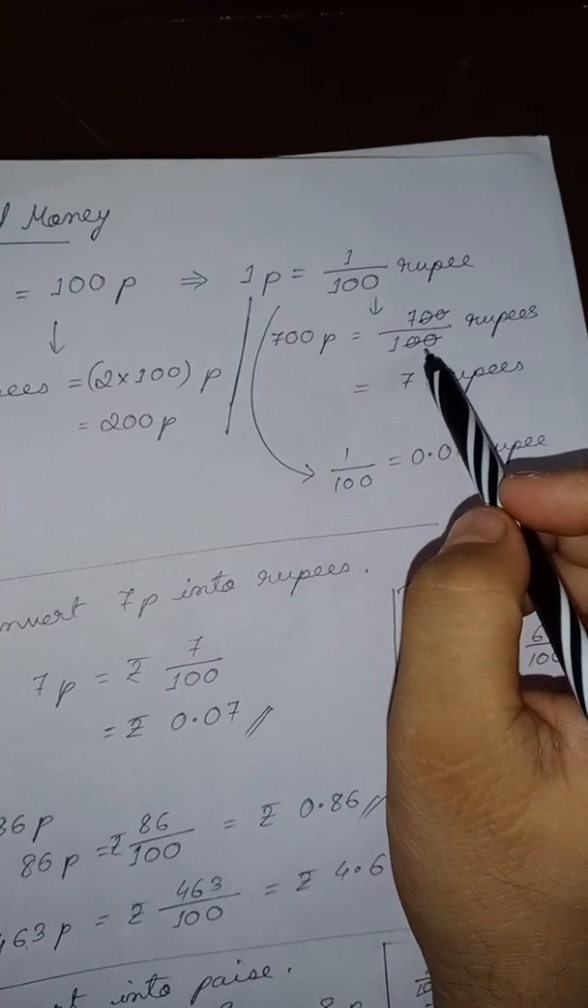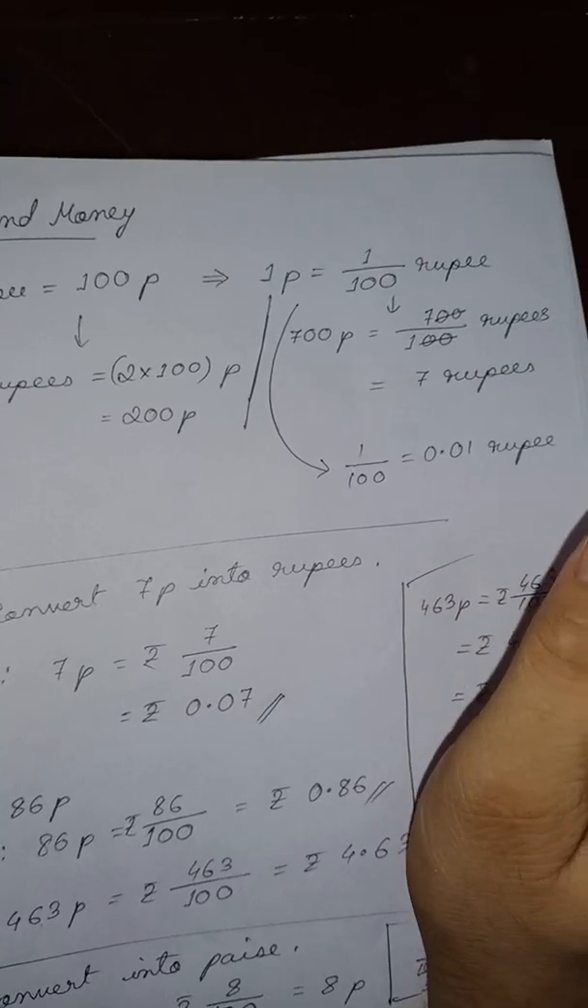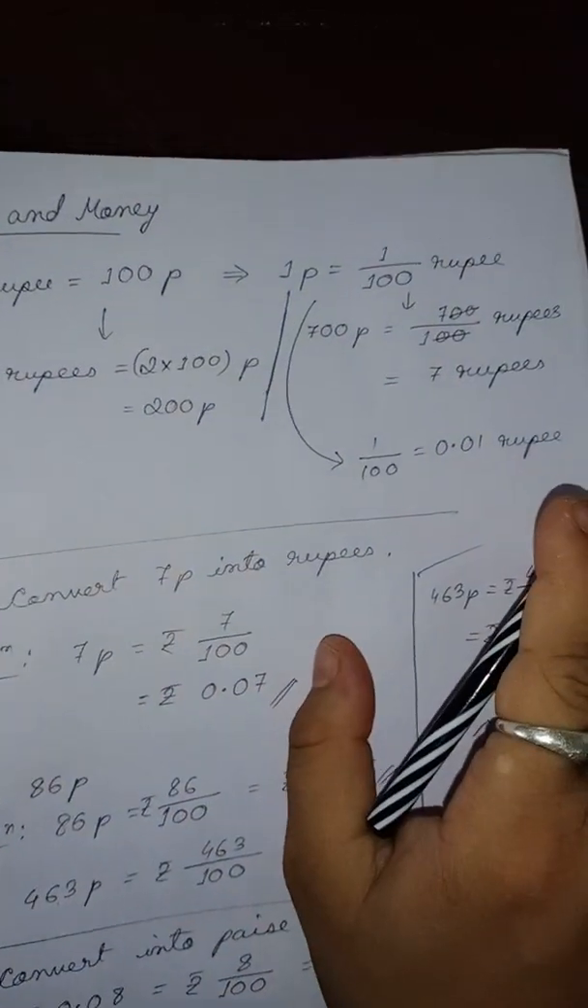You might have done it using division, so in this way also you can do it. So 7 rupees. Okay, this one you have already done in class 3.